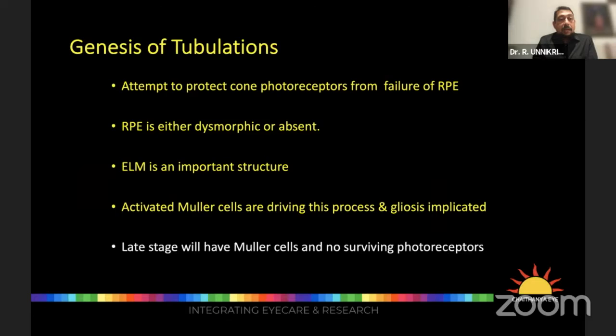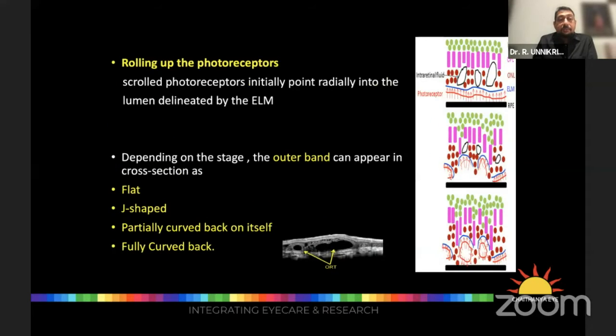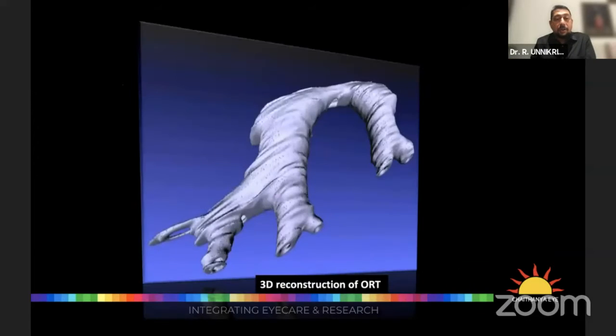So the ORTs are an attempt by the photoreceptors, in the failure of the RPE, to protect themselves, where the RPE is dysmorphic. The ELM is an important structure which causes the formation of the tubulations by touching the base layer first and rolling up the photoreceptors inside them. There are 4 types: flat, where the ELM just separates, and J-shape, when the tip touches the RPE and then starts curving back on itself.